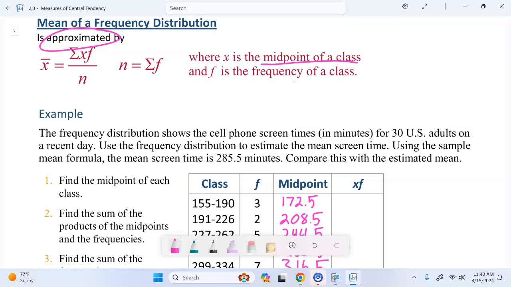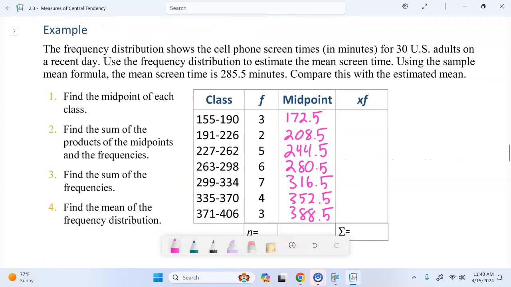This is the same data set we used in section 1. So I went ahead and listed our midpoints again for each of those classes. And so what we're saying is, I have 3 data values somewhere in this range. I don't know what they exactly are, so I'm just going to use the middle value of 172.5. I have 2 data values in my second class. I don't know what they are, so I'm just going to use the midpoint instead and get an estimate.